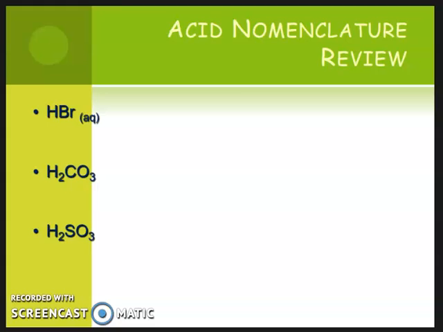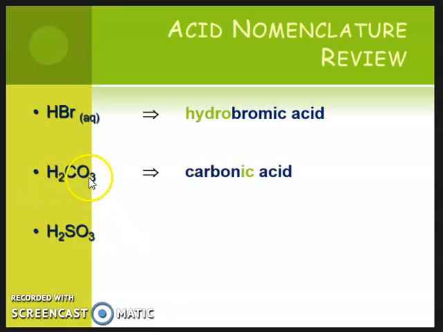Okay, here we go. So HBr is just hydrobromic acid, because that's bromide, so it goes in the hydro-ic acid. Okay, this right here is carbonate, so it's just going to be an "ic" acid. This is sulfite, so it's going to be a sulfurous acid.